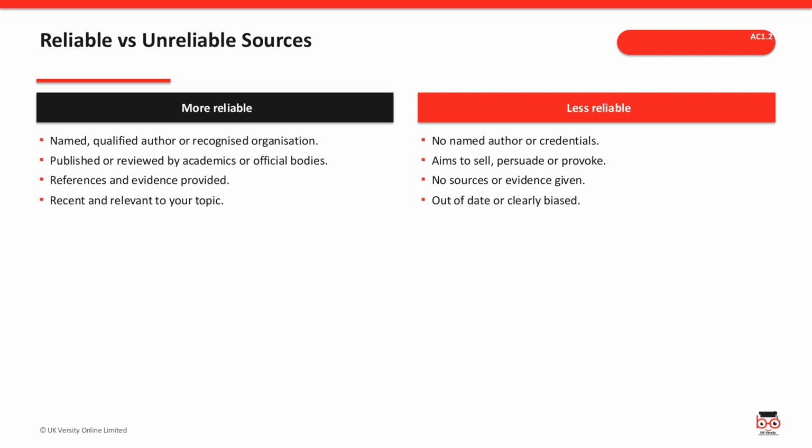It helps to picture 2 piles. On the reliable side, you've got a named, qualified author or a recognized organization, work reviewed by academics, evidence and references provided, and something recent and on topic. On the less reliable side, there's no named author, a clear aim to sell or provoke, no sources given, and information that's out of date or plainly biased. A government statistics page sits firmly in the first pile. An anonymous forum rant sits in the second.